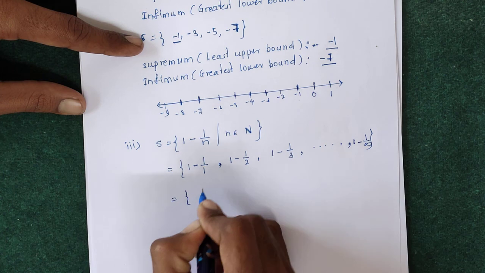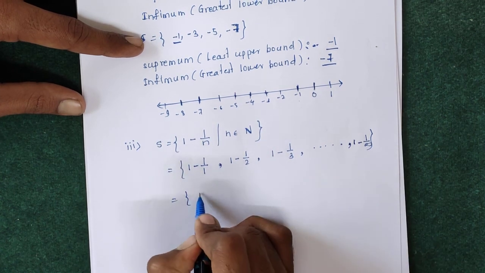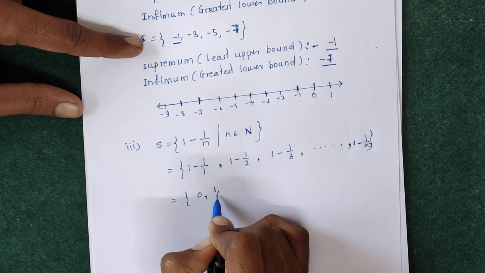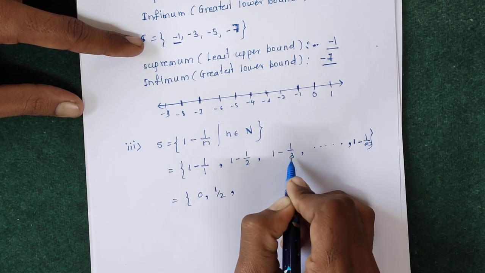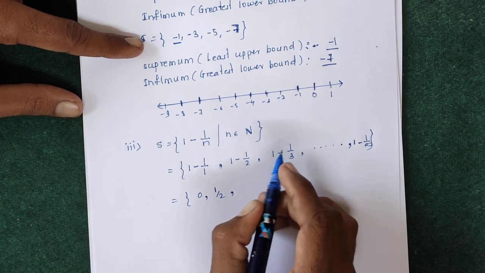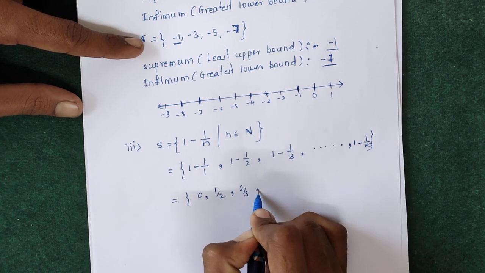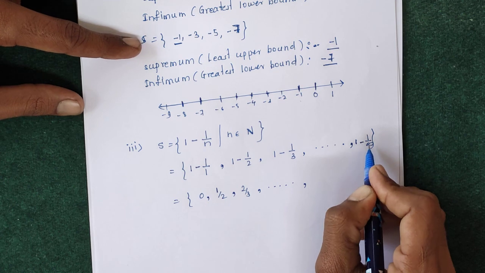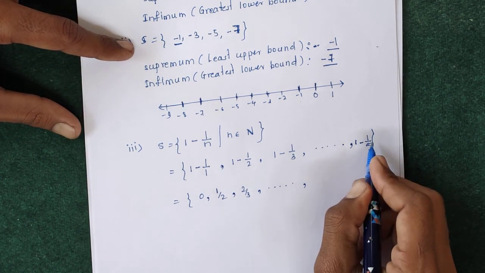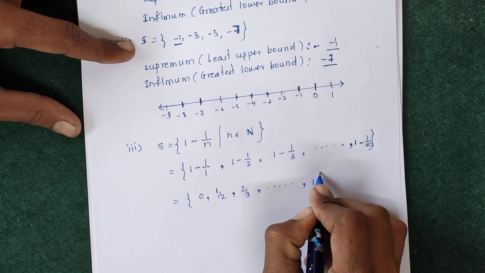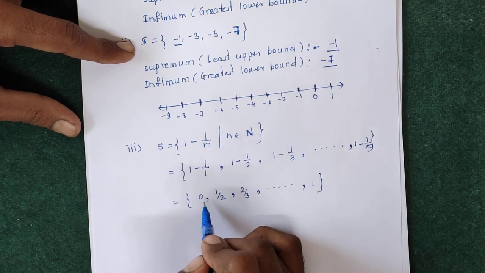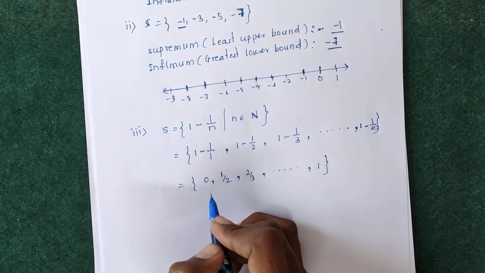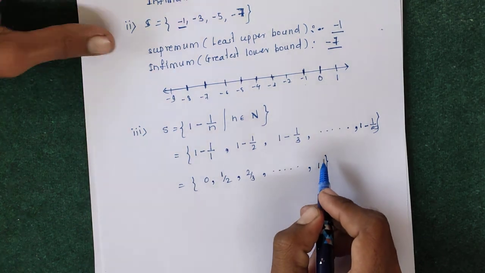So this set will be 1 minus 1 is 0, then 1 minus 1 by 2 is 1 by 2, then 1 minus 1 by 3 is (3 minus 1) 2 by 3. So if we run this n up to infinity, then we get 1 minus 1 upon infinity; 1 upon infinity is 0, so 1 minus 0 is 1. So the elements of this set are in between 0 to 1. So this is the smallest element of this set, so this is our infimum and this one is the supremum.